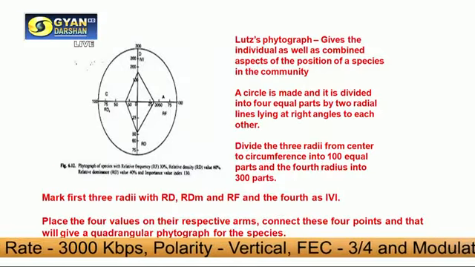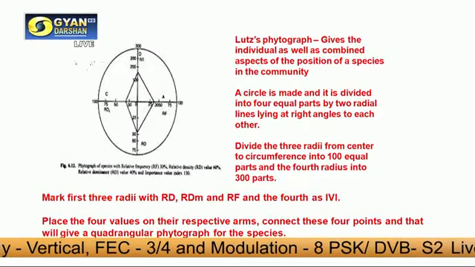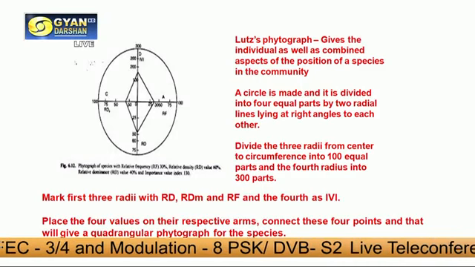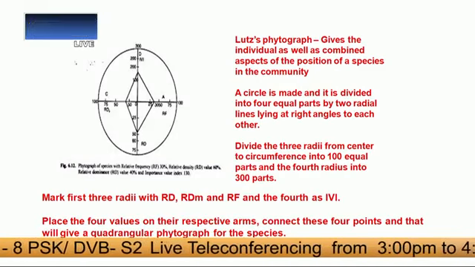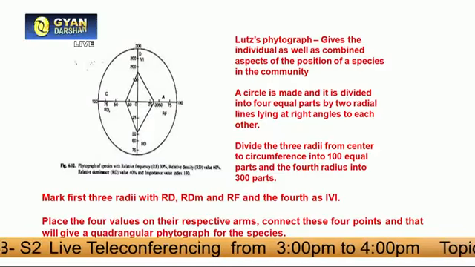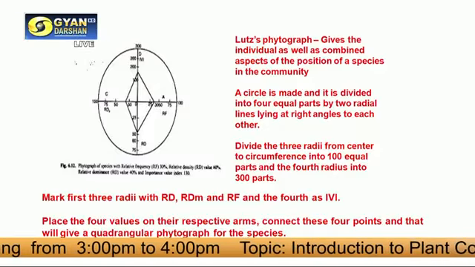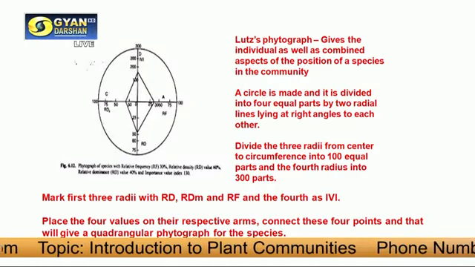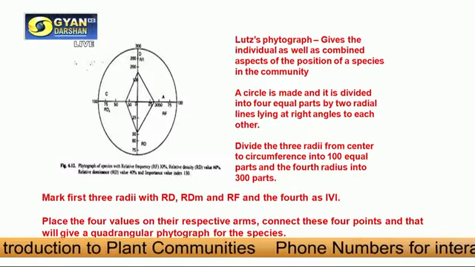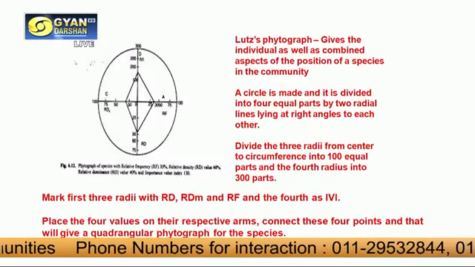Mark the first 3 radii with RD, RDM and RF. That means relative density, relative dominance and relative frequency. 4th will represent IVI, that is importance value index. So, this is how you actually see this diagram. So, you can get an idea about how a phytograph actually is represented. Okay.